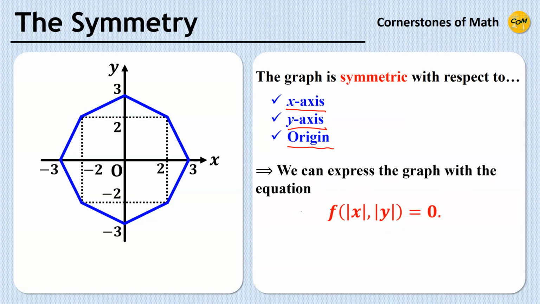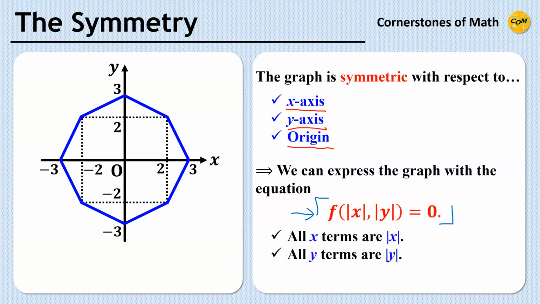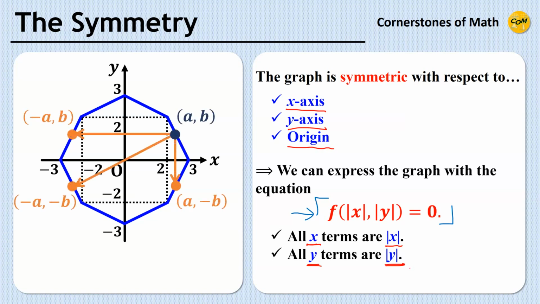We can express this graph with a single equation, f of absolute value of x, absolute value of y equals 0. That is, all x terms in the equation of the graph are absolute value of x, and all y terms in the equation are absolute value of y. This is actually quite obvious if you think about symmetric points.